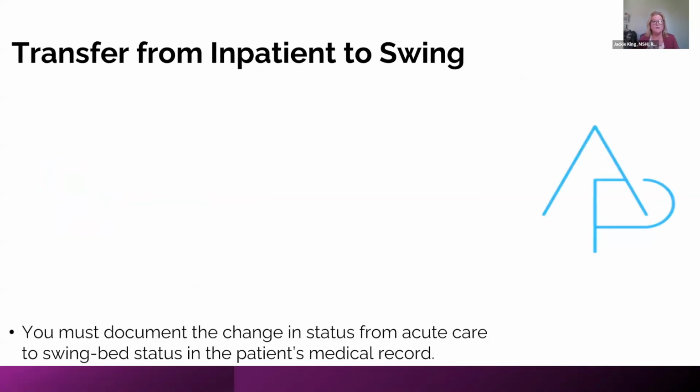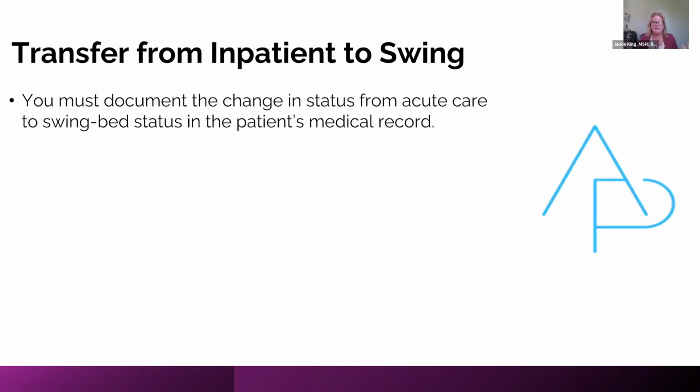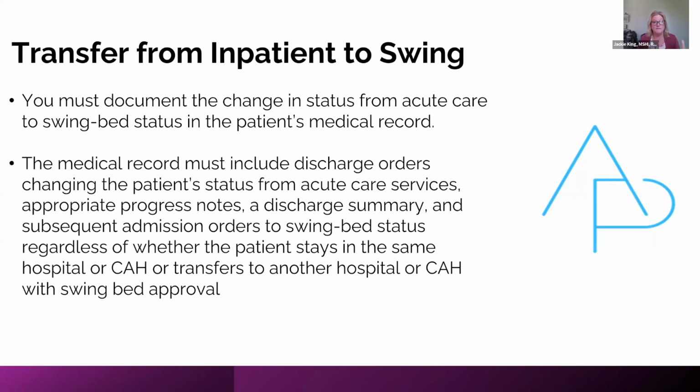All right, when you transfer a patient from inpatient to swing, I mentioned they're probably in the same bed. You let them put some street clothes on. That's awesome. They're starting their recovery. But you have to document this in your medical record. You need discharge orders closing their acute inpatient chapter. You need a discharge summary from their inpatient stay, and you need an H&P for their swing bed stay. Progress notes, orders, everything has to start over with a new chapter, right?